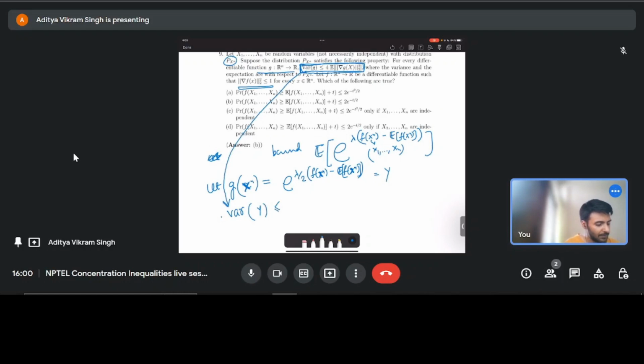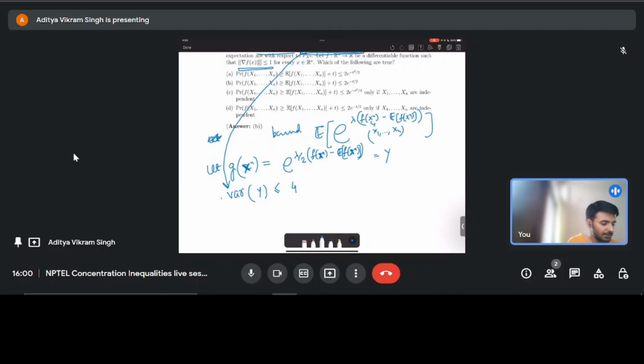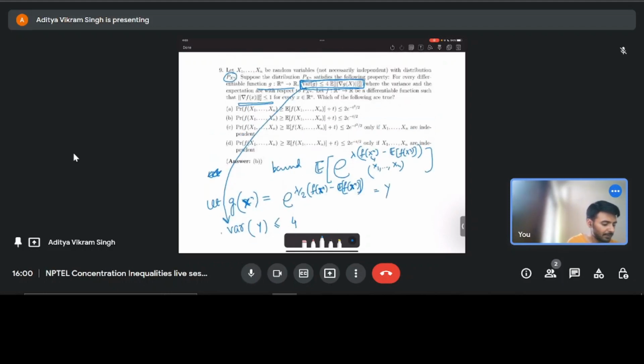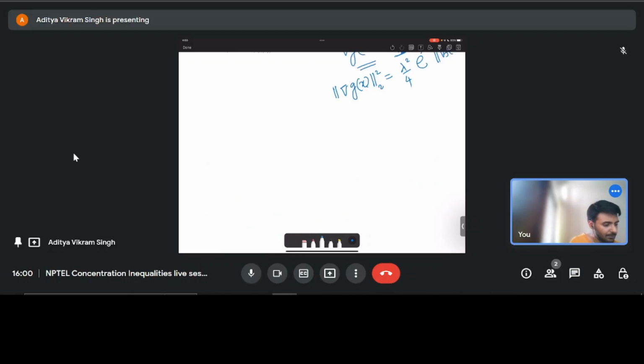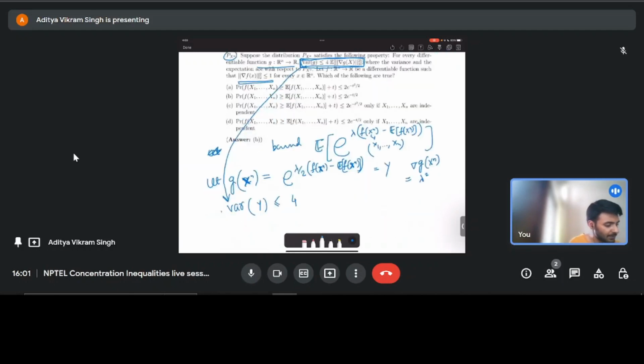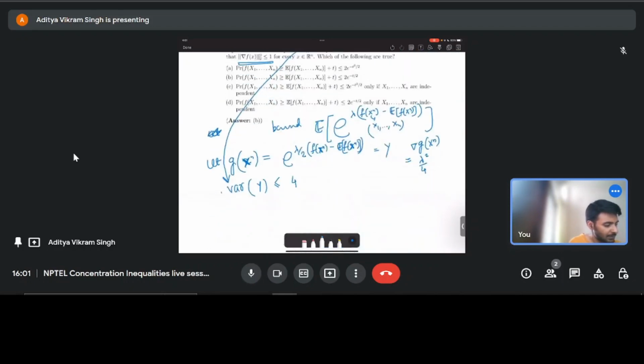is less than or equal to 4 times. We have already seen this kind of g before, right? And we know what the gradient of g of xn would be. It would just be lambda square by 4, in this question, times e power lambda.